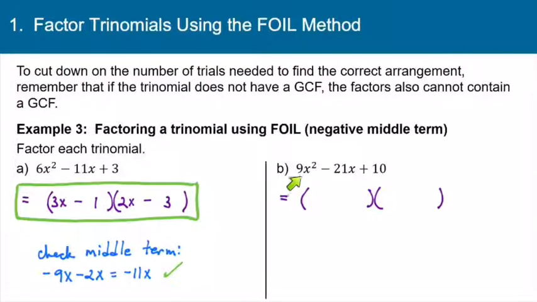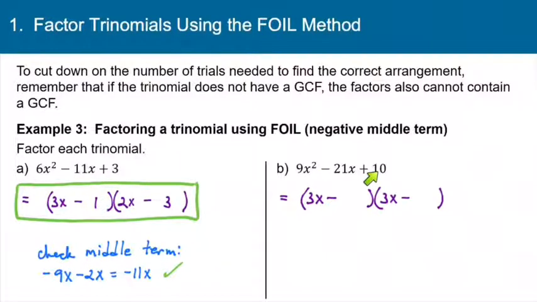Now first times first is 9x squared. That might be 9x times 1x, but it also might be 3x times 3x. So I'm going to just start by putting down 3x times 3x. Now the last term is positive, so that tells me the signs here need to be the same. And if they are both the same, then they'll need to be the same as this middle term. So I'm going to put down two minus signs.